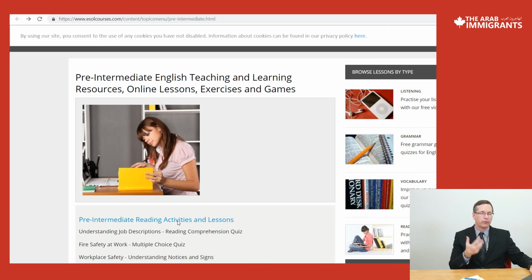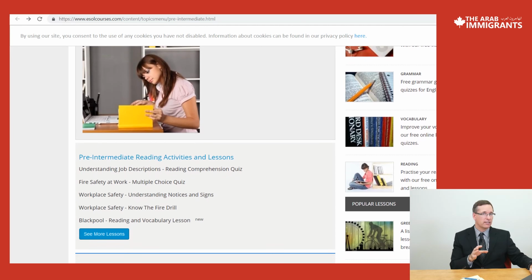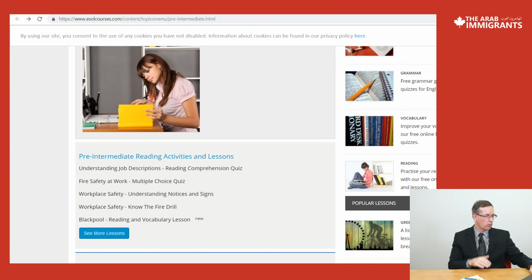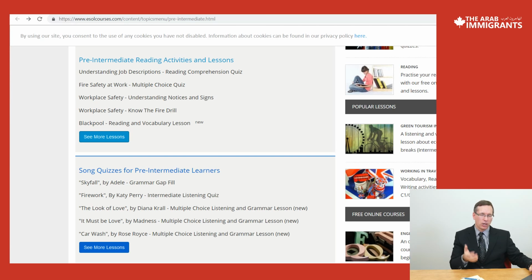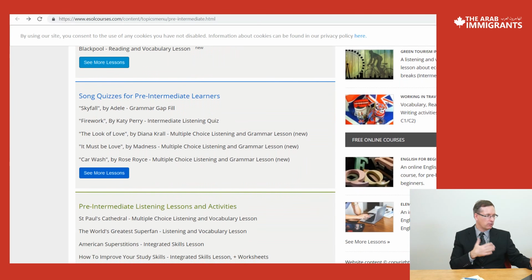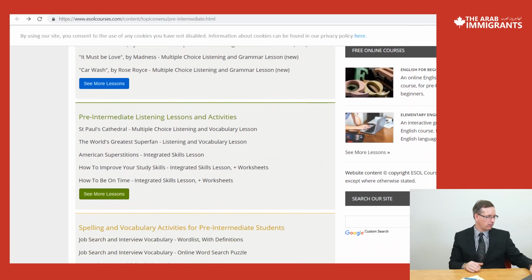There's different resources within it, not just listening, so I want to guide you through. You would scroll down, and there's 2 blue sections where it says reading activities, so this would give you some reading practice and help, and then song quizzes with fill in the blank. I'm jumping over those. I'm not interested in the songs or in the reading right now. I want to go to the 3rd section, which is in green, where it has the pre-intermediate listening lessons and activities.